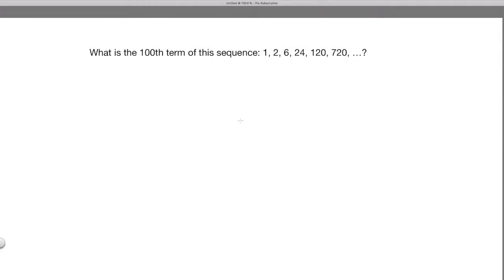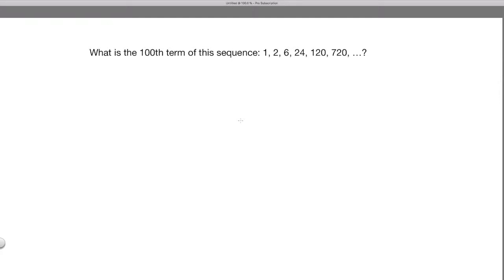In this video, we're going to talk about another technique commonly used to find patterns in a number sequence. Let's look at the problem. What is the 100th term of this sequence? 1, 2, 6, 24, 120, 720. Clearly, we need to find out what the pattern is here. So at least we need to be able to write down the terms after 720.